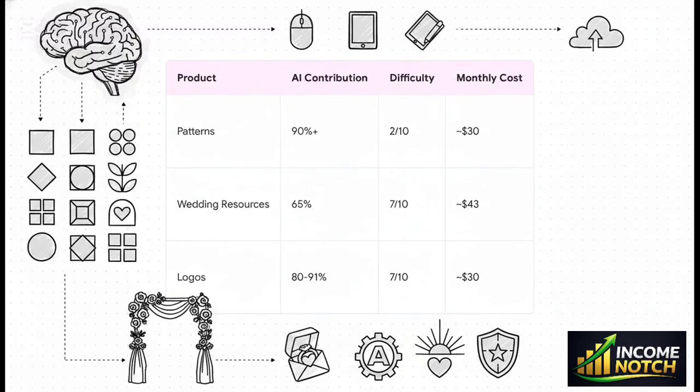So, let's do a quick recap of the visual designer play. We've got patterns, wedding resources, and logos. This table breaks down the key numbers for each one, showing you how much of the work AI can do, how hard it is, and what the low monthly costs are. As you can see, AI handles the heavy lifting across the board, which makes all of these ideas super accessible.